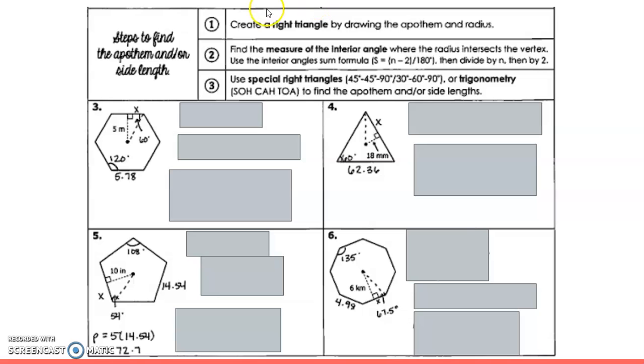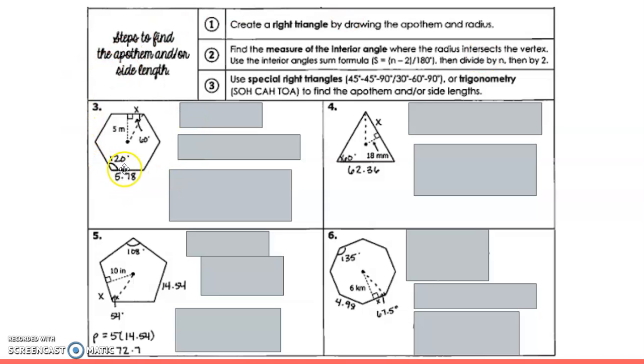The first thing that we need to do is create a right triangle by drawing the apothem and our radius. So if it's not already drawn, we're going to draw it in, like for number 3. Then we need to find the measure of the interior angle. So we're finding one of our angles here using this formula. The formula is n minus 2 times 180 divided by n. N in this case is our number of sides.